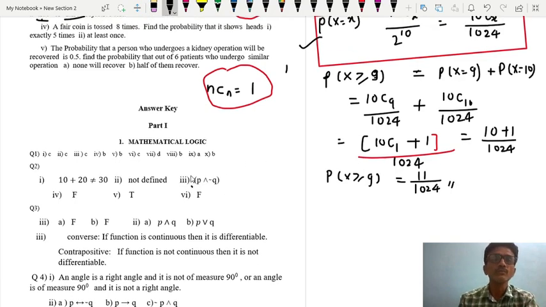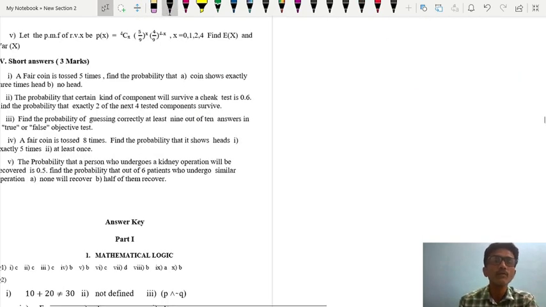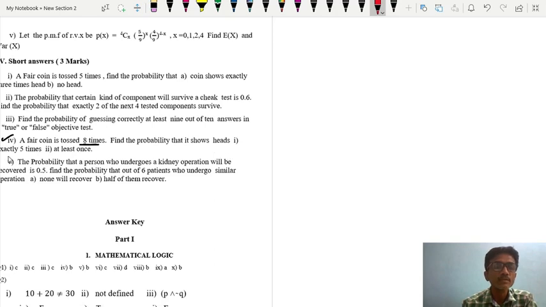And next we will do question number 4. A fair coin is tossed 8 times. Find the probability that it shows head exactly 5 times and at least once. So let us attempt this question. A fair coin is tossed 8 times.